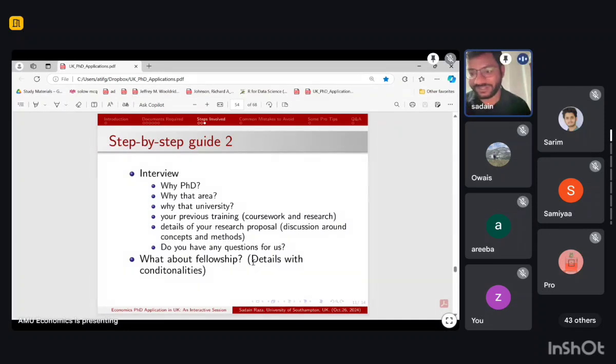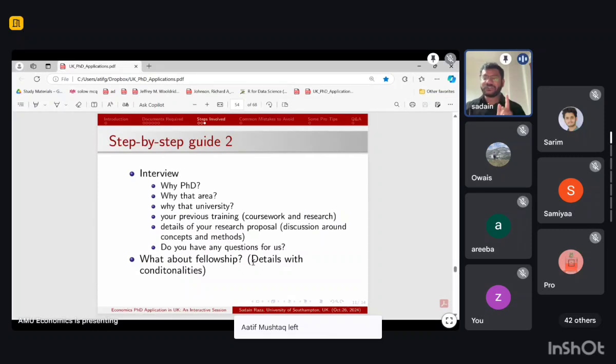I hope that I'm making my point clear, because as a professor, they want to know whether you are a serious researcher or not, because research is the prime thing for which you are applying, and research is the main thing for which they are selecting you. This is important, right? Now, what about fellowship?